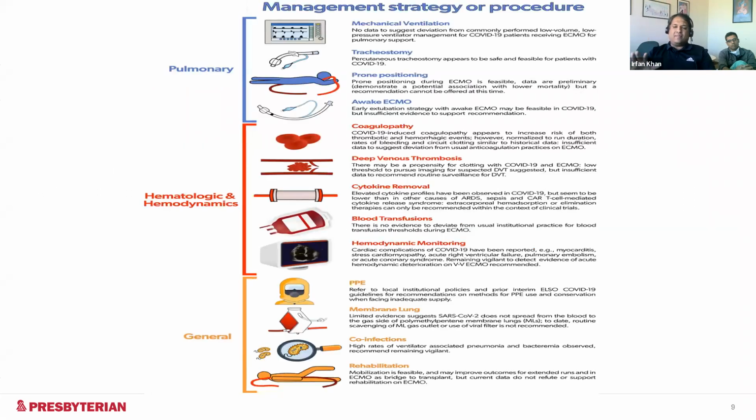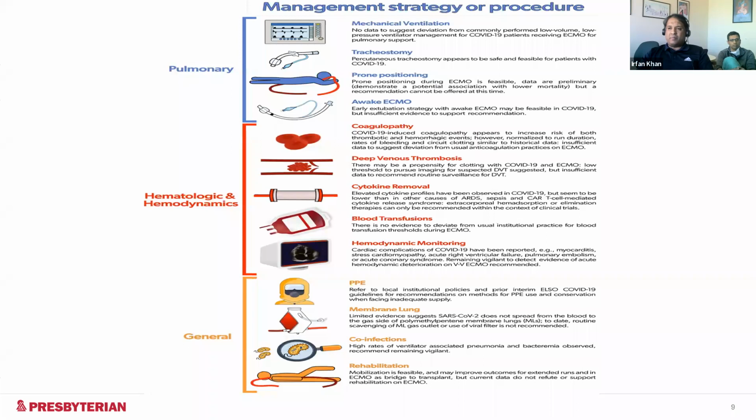All right. So these are basic points on what we need to be focusing on, the big ones actually, for managing strategy of procedure on ECMO. The one thing being mechanical ventilation. We talked about the low tidal volume, low pressure, trying to make sure that you support the lungs till they recover. Tracheostomy timing, again, percutaneous tracheostomy is the standard these days. Again, how do we make it safe? How do we do prone positioning on ECMO? Again, it's very resource intensive.